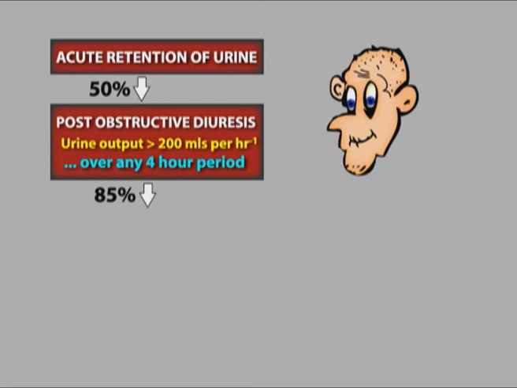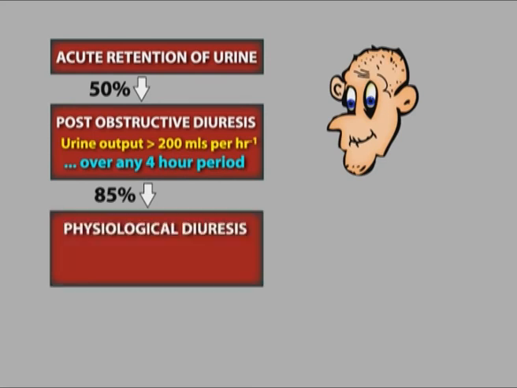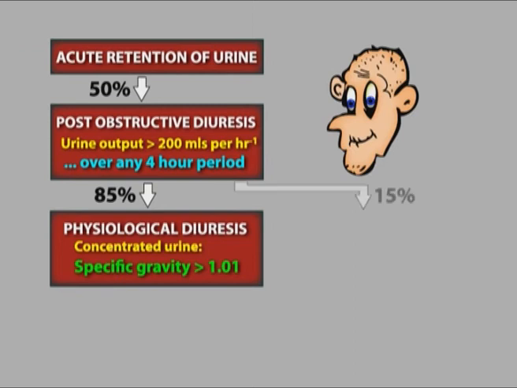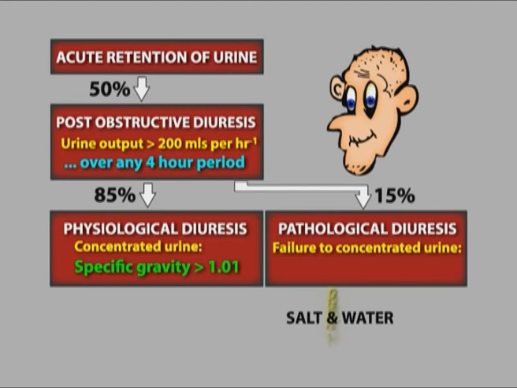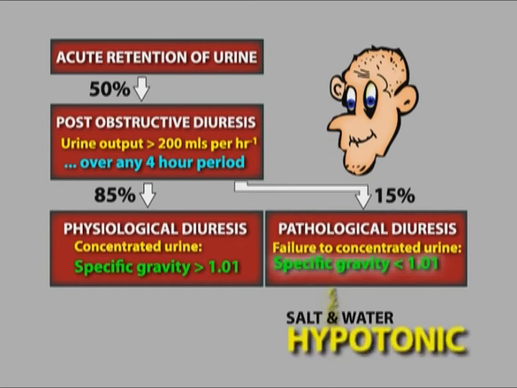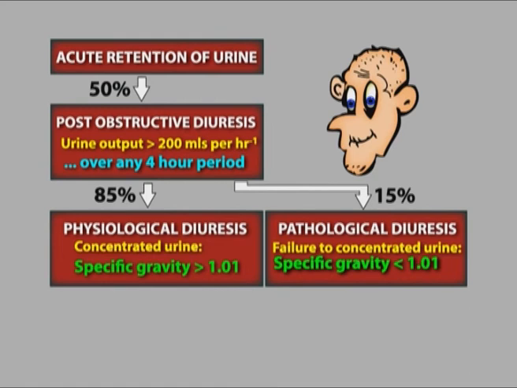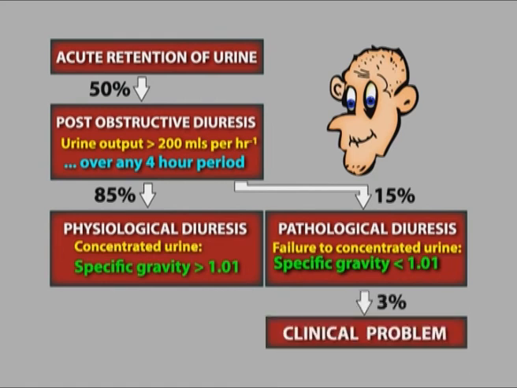In 85% of those, the diuresis will be physiological. That is, the urine will be concentrated relative to plasma and the specific gravity will be greater than 1.01. In 15% of men, the diuresis will be pathological. The kidney will fail to concentrate urine and both salt and water will be lost. As water is lost in relatively greater amounts, the urine is hypotonic and the specific gravity is less than 1.01. Of this latter group, 3% will suffer with a clinical problem as a consequence of these fluid and electrolyte disturbances. Joe Bloggs was one such man.